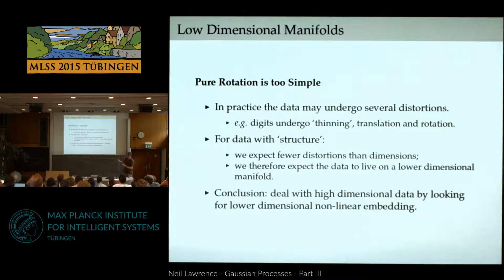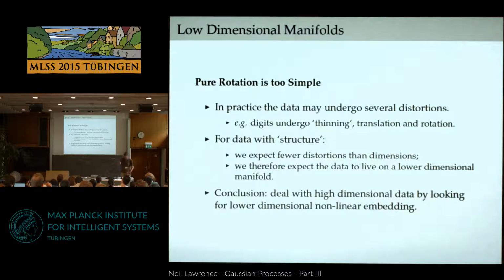So in practice, of course, there are other transformations for digits: thinning, translation. But my argument is, and this is one of these arguments where I believe it's true, therefore I say it's true, that for data with structure, you expect fewer distortions than dimensions. So what I argue is that if that's not true, then your data is kind of unstructured. But then that becomes my definition of unstructured data. So it's maybe a worthless statement, but that's kind of the way I tend to think of things.